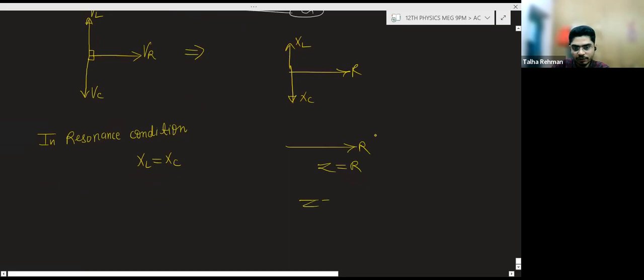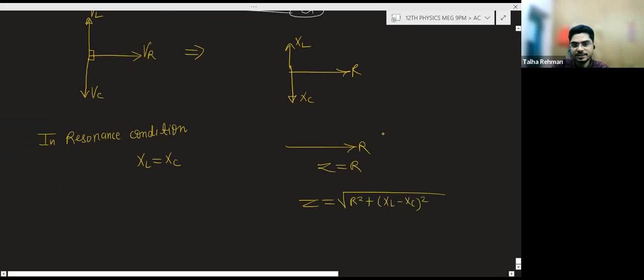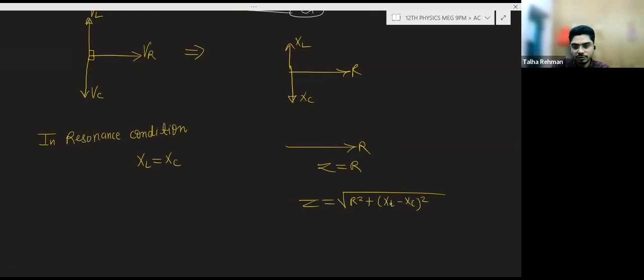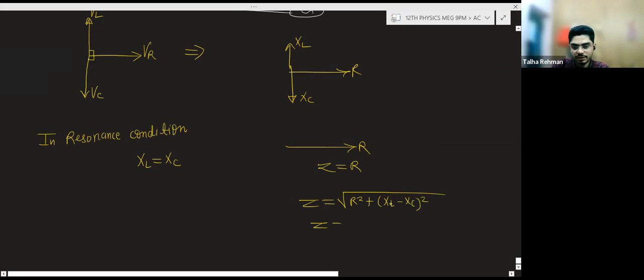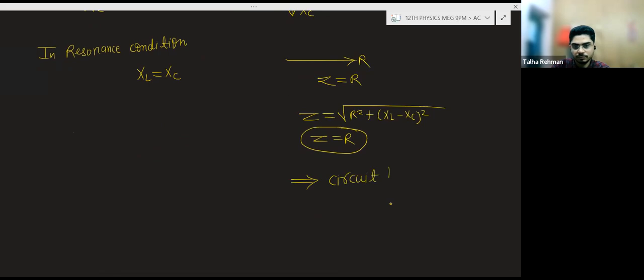Why? From the formula you can see, the formula of the impedance is the square root of R square plus (XL minus XC) square, and XL and XC are equal, so this term becomes 0. So Z becomes root of R square, and the root of R square is R again. So this circuit becomes purely resistive.